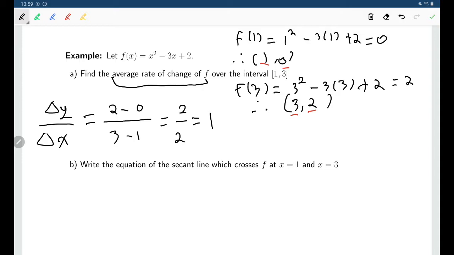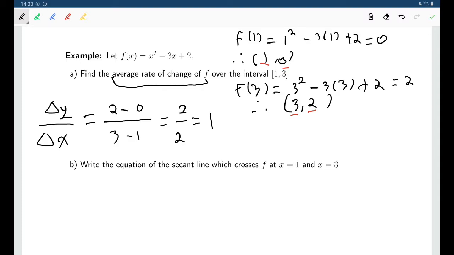In other words, as we go from 1 to 3, every time we increase x by 1 unit, we also increase y by 1 unit on average. Or in other words, since we're increasing the x value by 2 units and the slope of this secant line that slices through those 2 points has a slope of 1, that means that the y values also increase by 2 as well. So lots of different ways that we can interpret this. So our average rate of change for this function being 1 over this interval tells us that the x and y values on average are changing by the same amount.